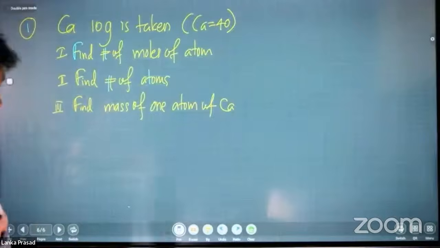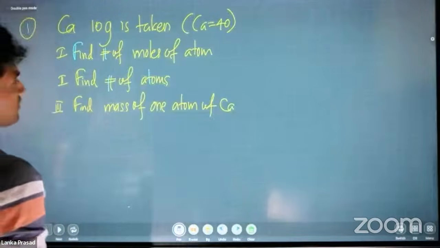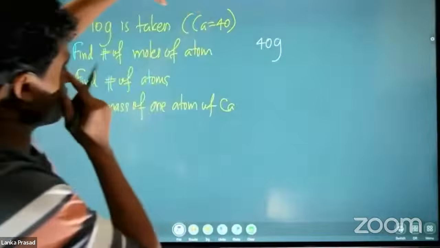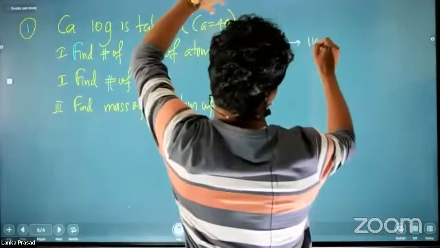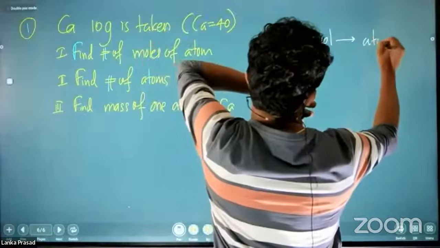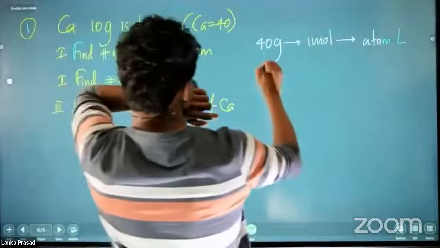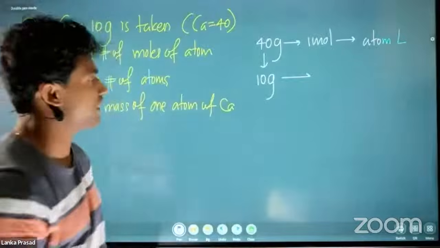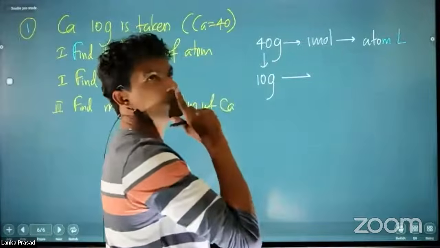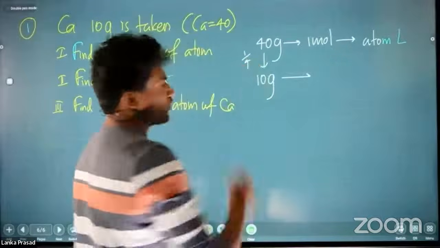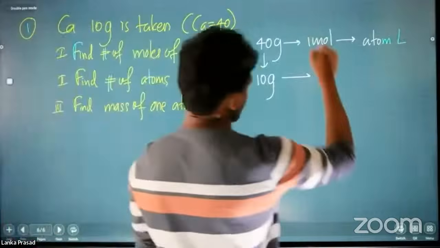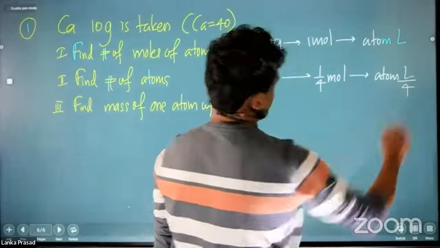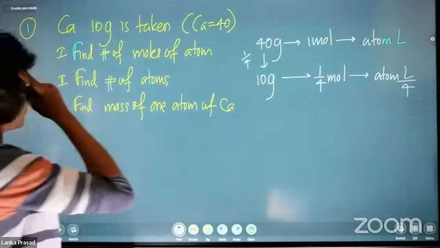Right. Now look at that. Find the number of atoms. Now you know when we take 40 grams of calcium, that contains 1 mole. 1 mole means how many atoms? L atoms. Now you have to take out 10 grams of that. 10 out of 40 is 1/4 of that, the fraction. So moles are also 1/4 of that. Then how many atoms? L divided by 4. So now you know the answers.